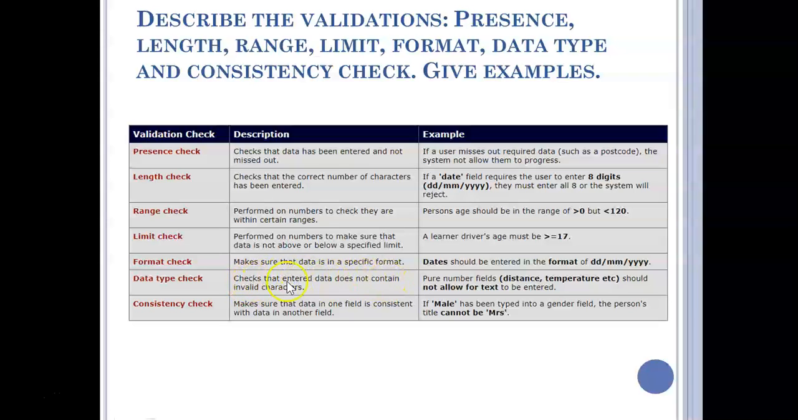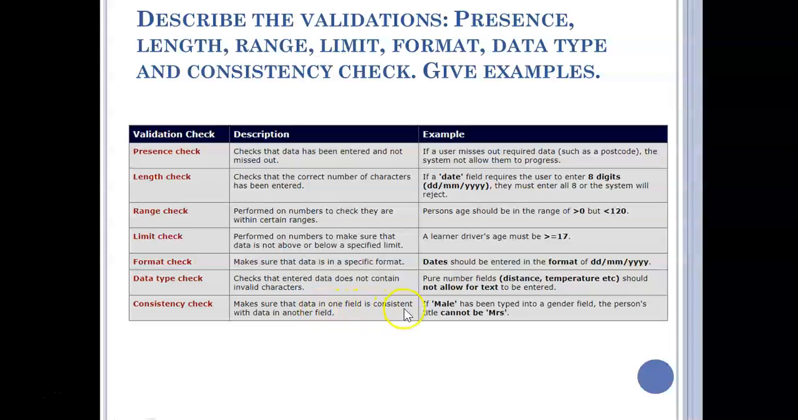Data type check. Checks that data entered does not contain invalid characters. So for example, pure number fields, distance, temperature, etc. should not allow for text to be entered. So say, what is the temperature? For example, you might enter 22 degrees. But if you type in text, like someone's name, like John, that should not be accepted in that situation. Data type check.